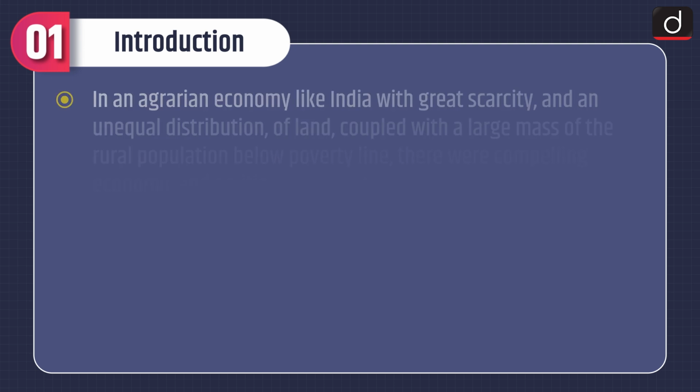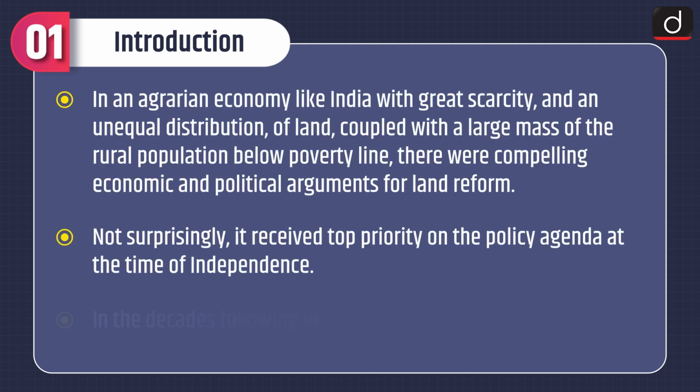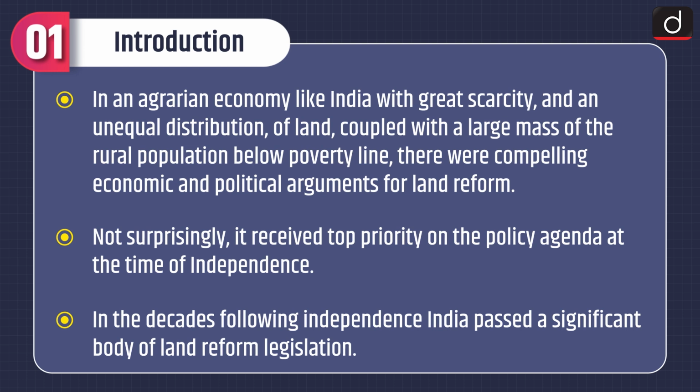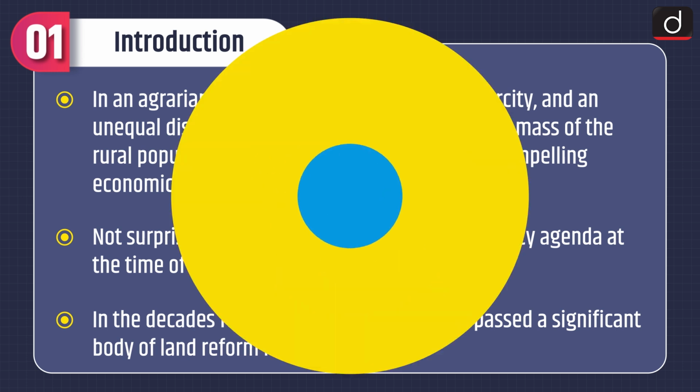In an agrarian economy like India, with great scarcity and an unequal distribution of land, coupled with a large mass of the rural population below the poverty line, there were compelling economic and political arguments for land reform. Not surprisingly, it received top priority on the policy agenda at the time of independence. In the decades following independence, India passed a significant body of land reform legislation.